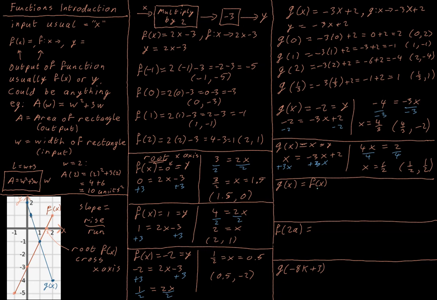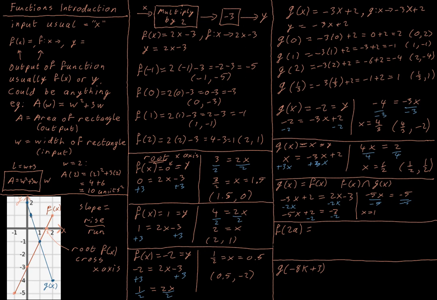When would g of x be equal to f of x? This is also called the intersection of g of x and f of x. And the fact that that's a reference to sets is not an accident. So we would simply set the two equations equal to each other. So f of x, or g of x should say, is minus 3x plus 2 is equal to 2x minus 3. And we solve it. And we get x is equal to 1.